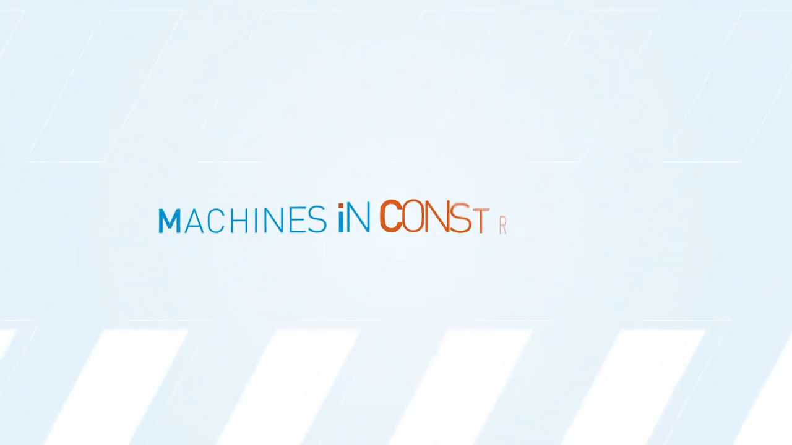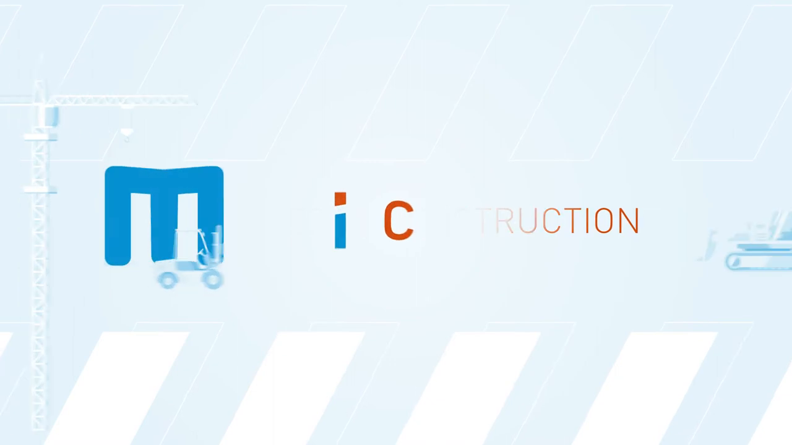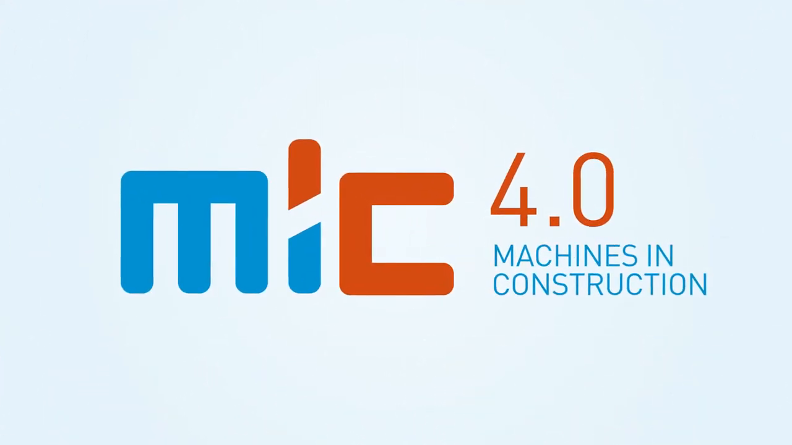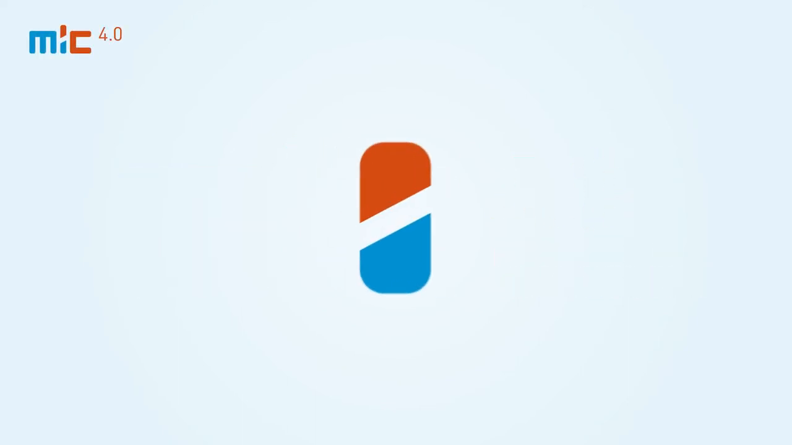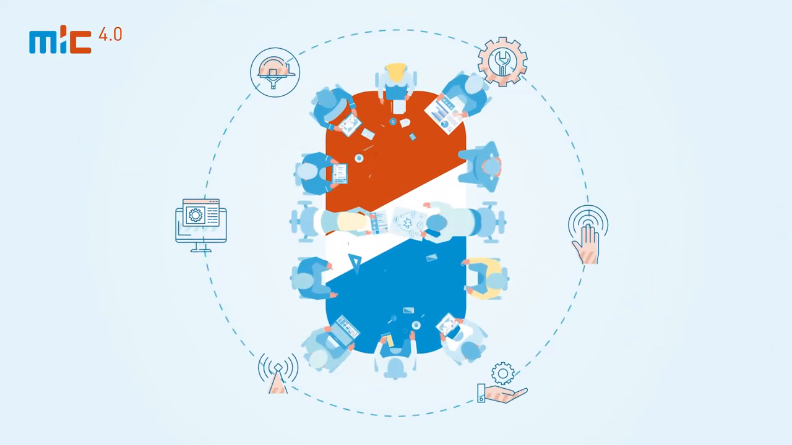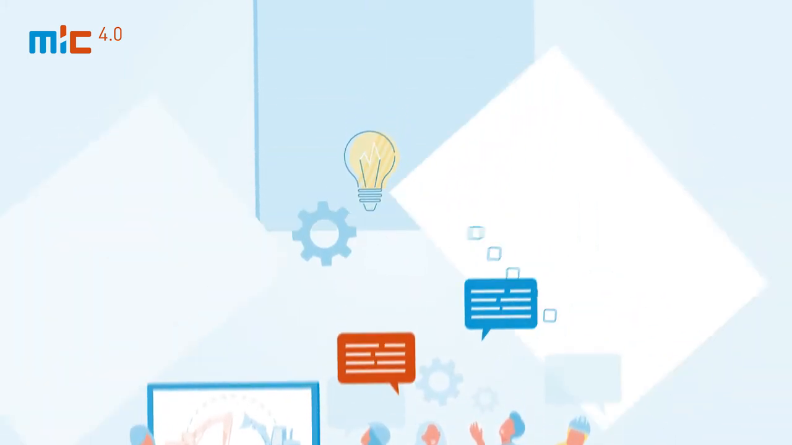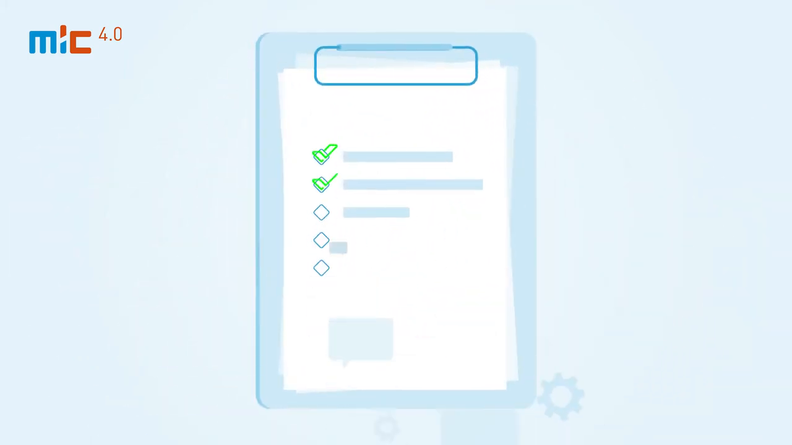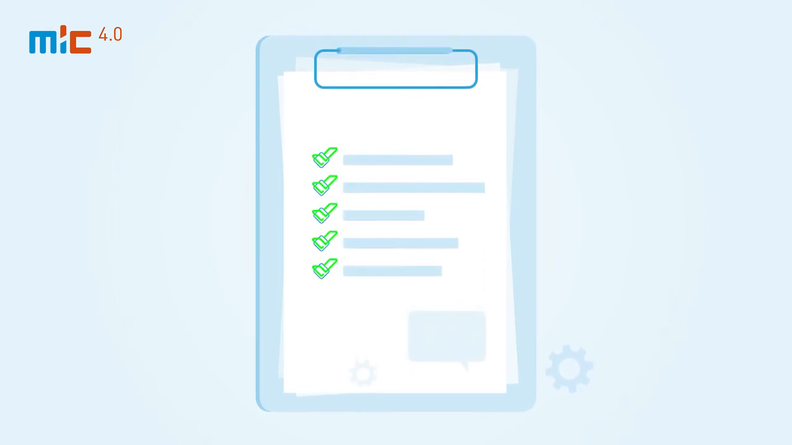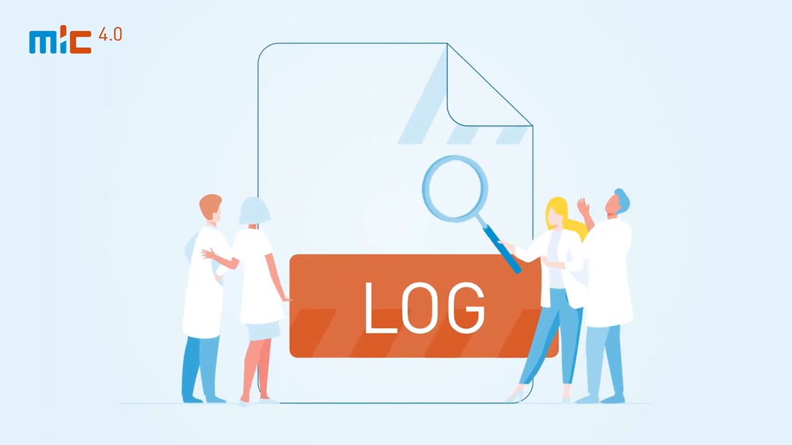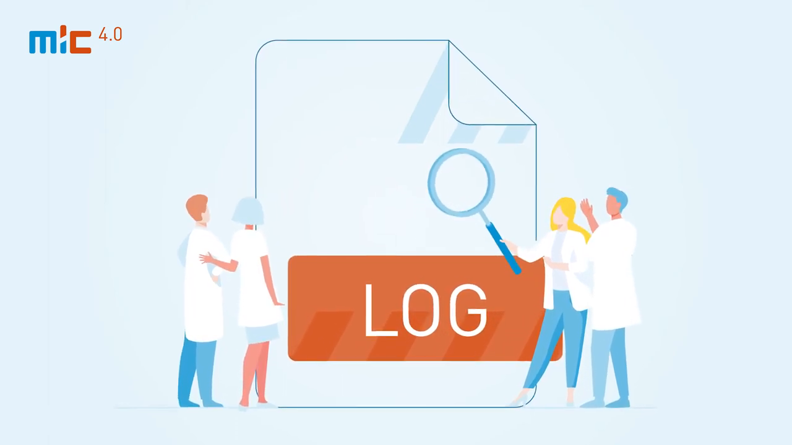And that's exactly what happens at Machines in Construction 4.0. We bring all the key players together at one table. Together, we identify problems and develop solutions for different machines, tasks, and work processes. Experts develop and test the necessary transfer protocols.